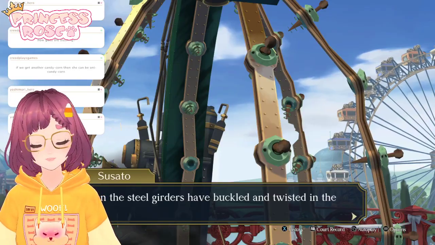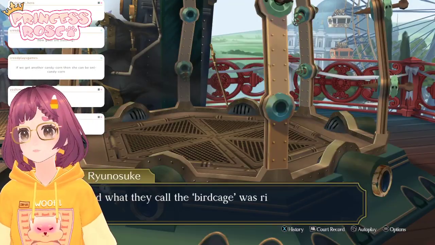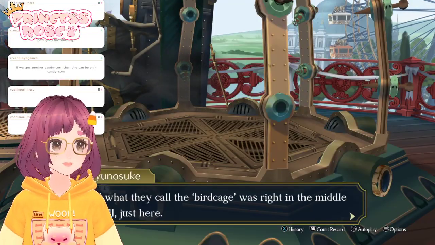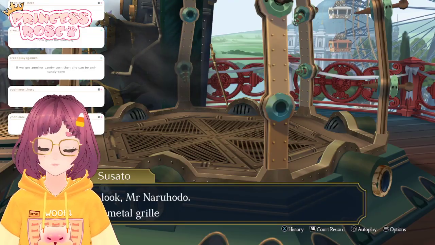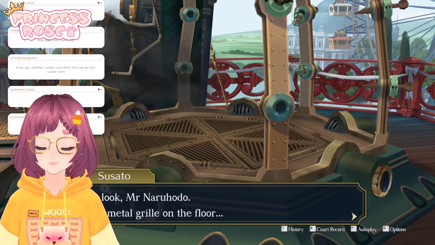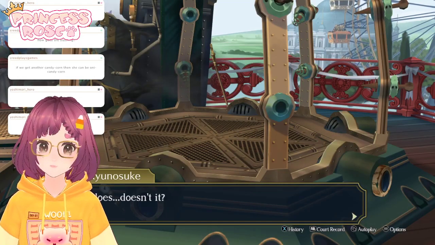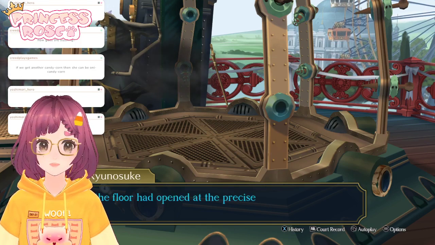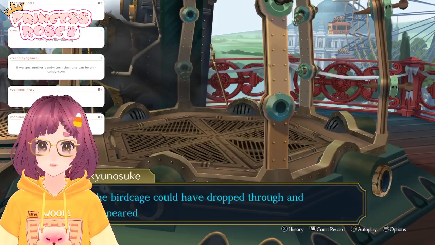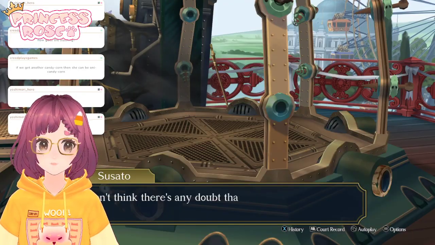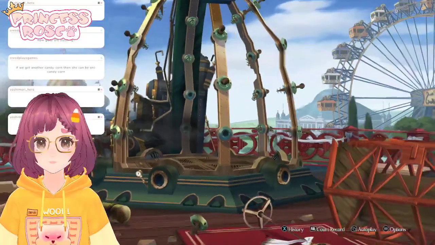What a terrible explosion it must have been. Even the steel girders have buckled and twisted in the blast. And what they called the bird cage was right in the middle of it all. Just here. But look, Mr. Naruhodo, that metal grill on the floor. It looks as though it's designed to open. It does, doesn't it? If the floor had opened at the precise moment the explosion occurred, the bird cage could have dropped through and disappeared from sight. I don't think there's any doubt that this was a very elaborate hoax, is there?